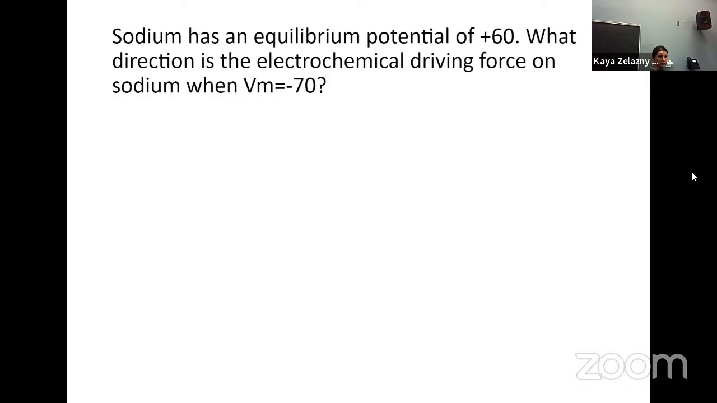One more question for us. This is a slightly differently phrased question. So this is about our equilibrium potential. So sodium has an equilibrium potential of positive 60, different than our potassium equilibrium potential. We want to think about where that electrochemical driving force would go if our membrane potential, so our starting point for the cell, is negative 70 millivolts.